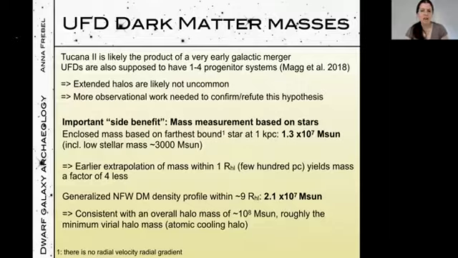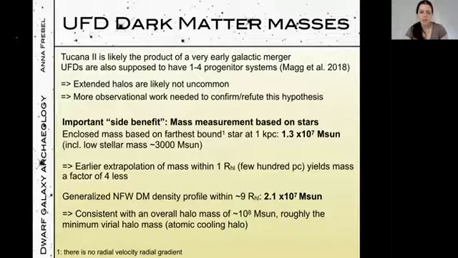The farthest bound star is bound. It has a perfect radial velocity. There are some other arguments. And the mass within 1 kiloparsec, so that guy sits at about 1 kiloparsec away from the center, really quite large, is 1.3 times 10 to the 7 solar masses. And you can compare that with just generalizing an NFW profile out to 9 half-light radii, and that comes out about 2 times 10 to the 7 solar masses. So it's roughly consistent.